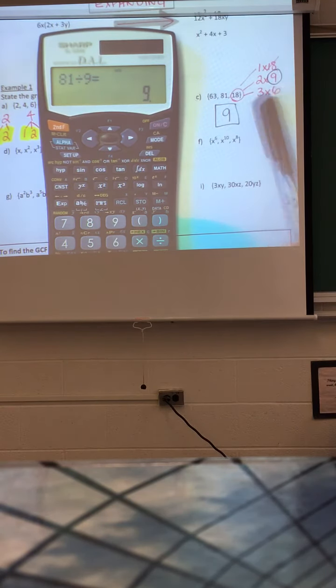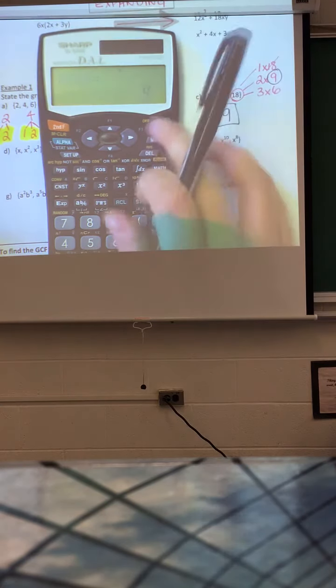We don't need to check any of the other ones because they're all smaller. We're looking for the greatest common factor, which is why I started with the biggest number and worked my way down. So the other ones may be in common, but we always want the greatest common factor, the biggest one.